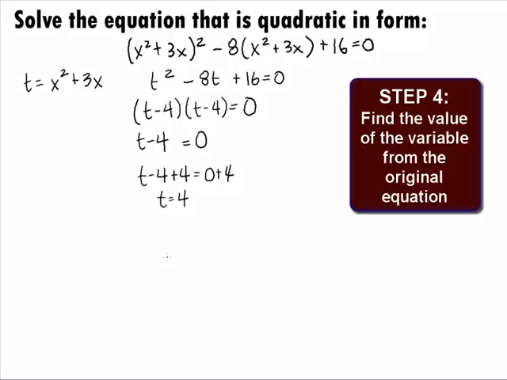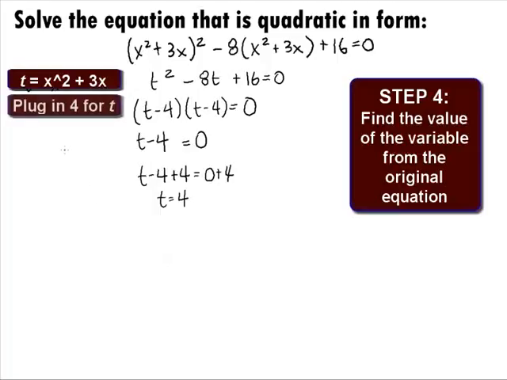We can use the substitution that was used to set up in step 2 and then solve for the original variable. In this problem, t equals x squared plus 3x. Let's see what x is when t equals 4. Substituting in a 4 for t, we get 4 equals x squared plus 3x.